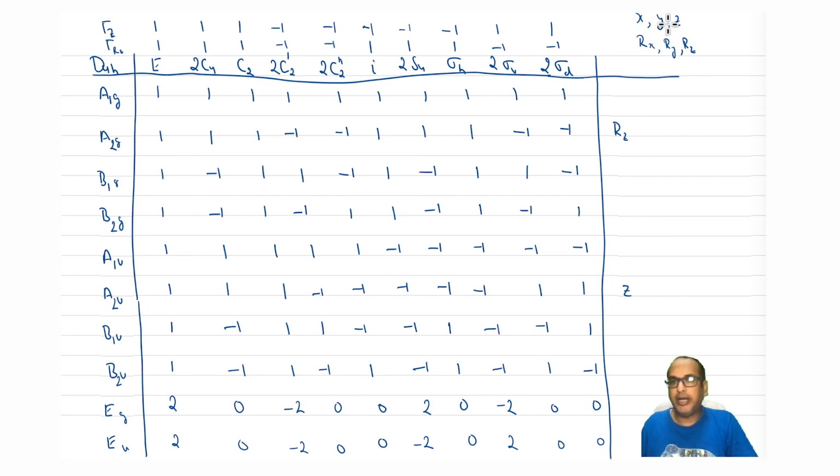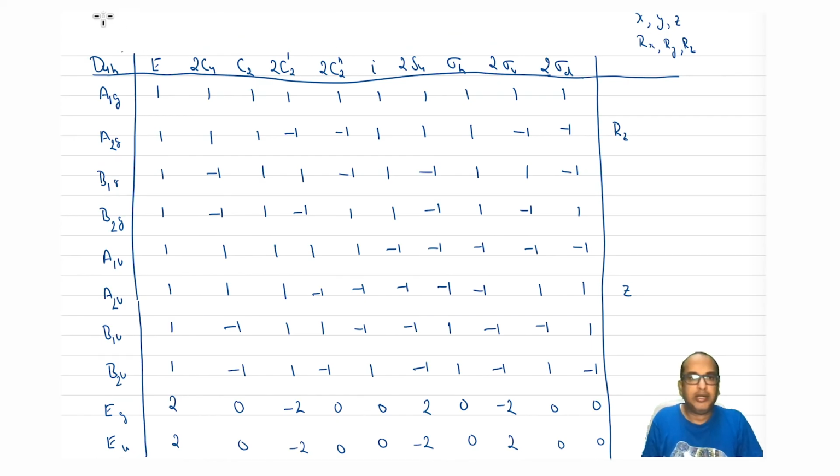Now this is done. Now for xy and RxRy, so xy will clearly be either Eg or Eu, and similarly, RxRy will also be one of those, Eg or Eu. So let us try to look for which one is forming. So X and Y together, let's say if we take. So let me again go to the next page. So now let's try to write for tau XY. So for E, X remains at X, Y remains at Y. So that means I will get trace as 2.